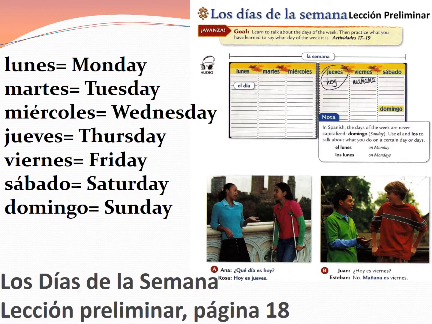Miércoles is Wednesday. Jueves is Thursday. Viernes is Friday. Sábado is Saturday. Domingo is Sunday.